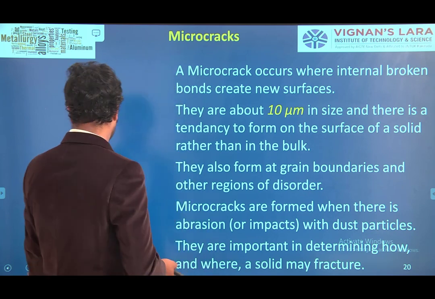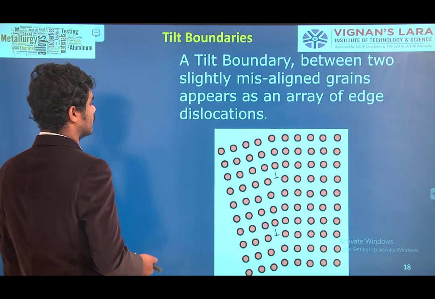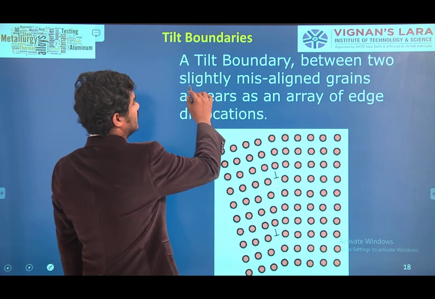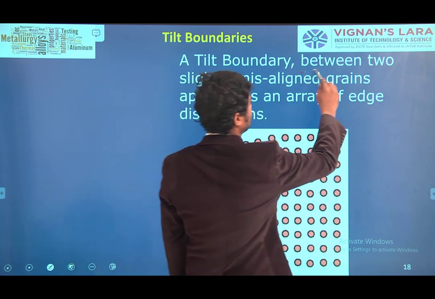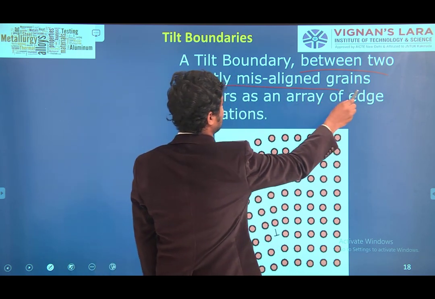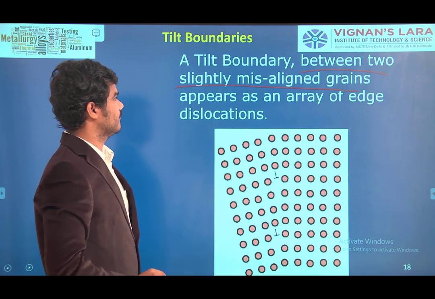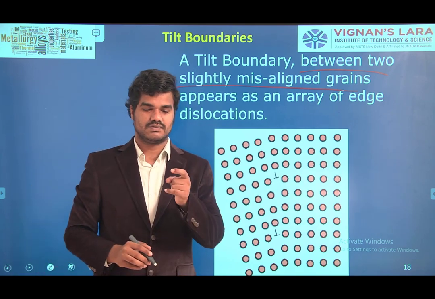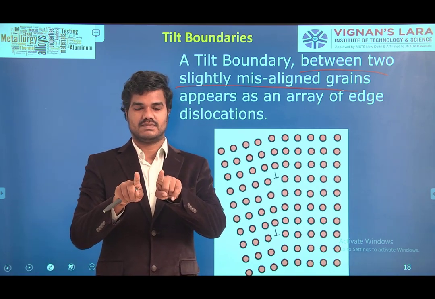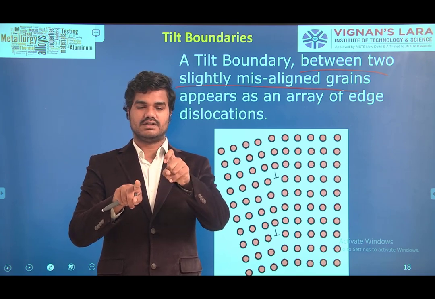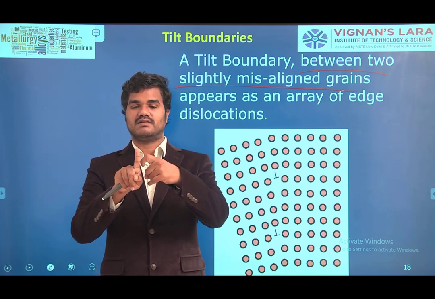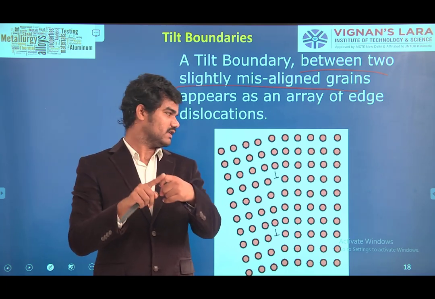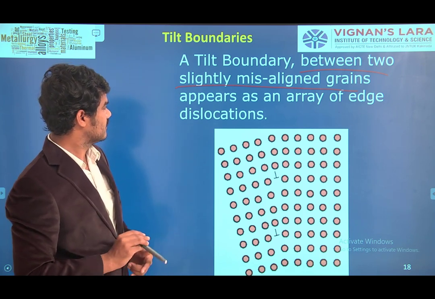Let us see first about the tilt boundary. What is a tilt boundary? A tilt boundary is a boundary between two slightly misaligned grains. This is one grain, this is another grain, properly aligned. This is one grain, this is another grain. Is there any proper alignment? This is the tilt boundary.